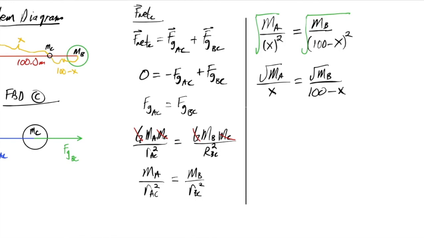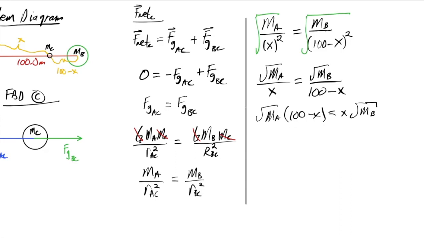This simplifies the problem significantly because now we no longer have a quadratic. Now we still have to do some algebra because we have our X terms, our X factors, I should say, and they are located currently in the denominator. So we have to, first of all, get rid of our fractions. Well, how am I going to do that? I'm going to cross multiply. So I end up getting the square root of MA bracket 100 minus X is equal to X times the square root of MB. And then what I'm going to use is I'm going to use distributive property.